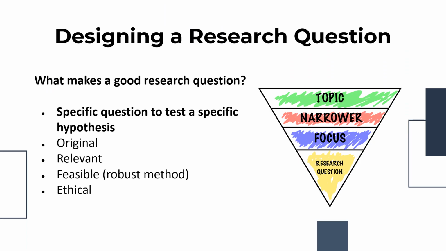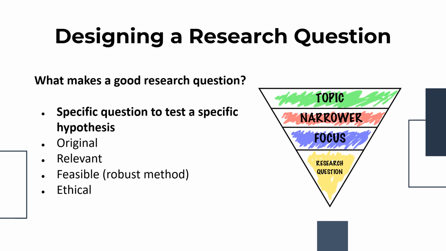Now, when you're designing a research question, you need to have a very specific question to test a specific hypothesis. So first of all, you're going to take the topic that you're interested in and conduct a literature review. You then want to narrow that topic down and focus it onto the specific question that you want to answer.